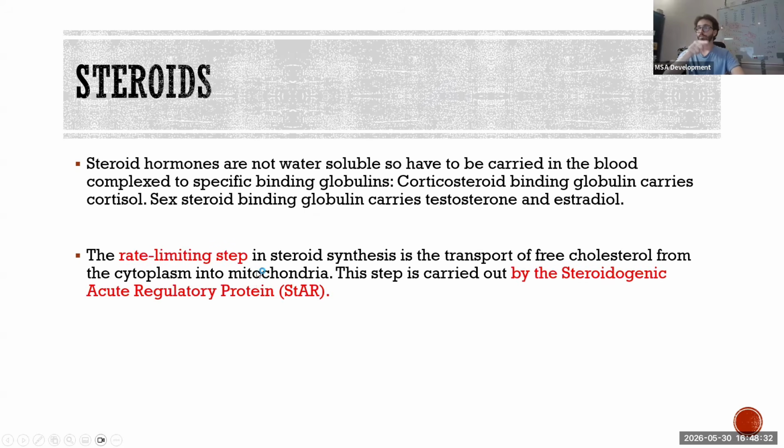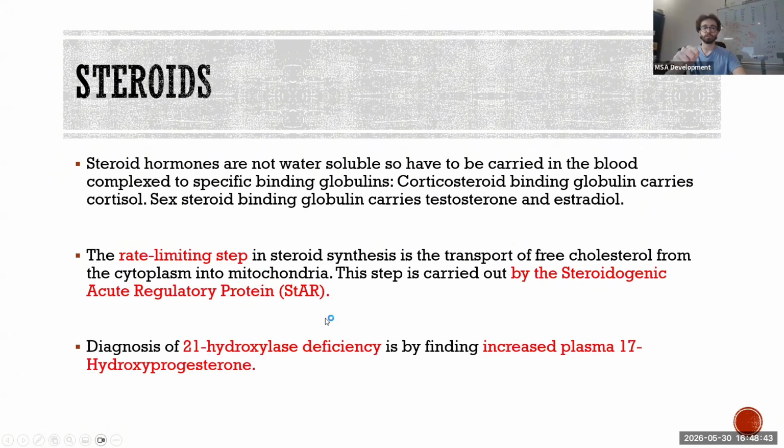As we said, the rate limiting step in steroid synthesis is what? Taking the cholesterol from the cytoplasm to the mitochondria, through which protein? StAR, steroidogenic acute regulatory protein. Something I want you guys to know: in clinical settings, in the labs or clinics, how can we know someone has 21 hydroxylase deficiency other than the signs we talked about? They would have increased plasma 17 hydroxyprogesterone. Just know this as a fact because it could come as a question.